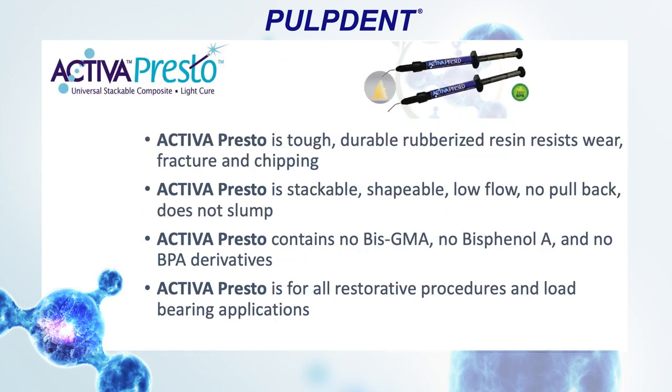It's tough, durable, rubberized resin, resistant to wear, fracture, and chipping. It's a stackable, shapeable, low flow, flowable material with no pullback. Doesn't slump. You can make shapes with this. Contains no bis-GMA, no bisphenol A, or BPA derivatives, and is really useful for all restorative procedures and in load-bearing applications.